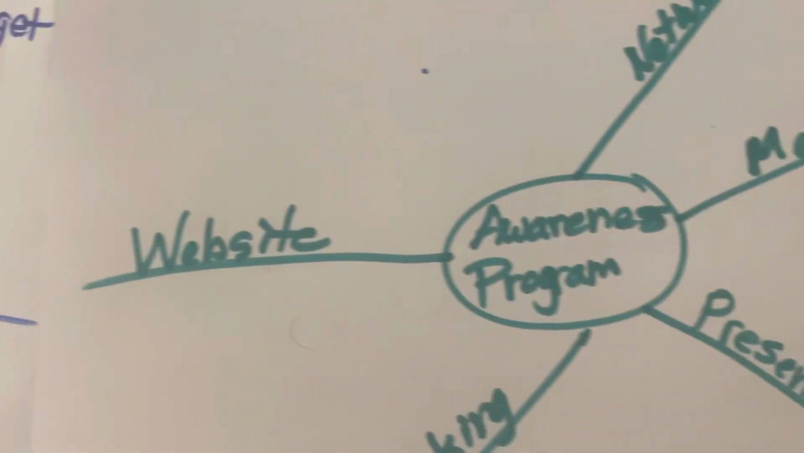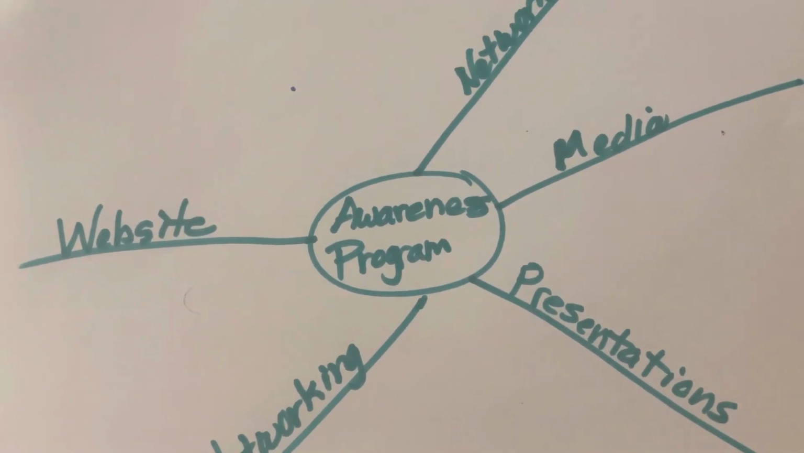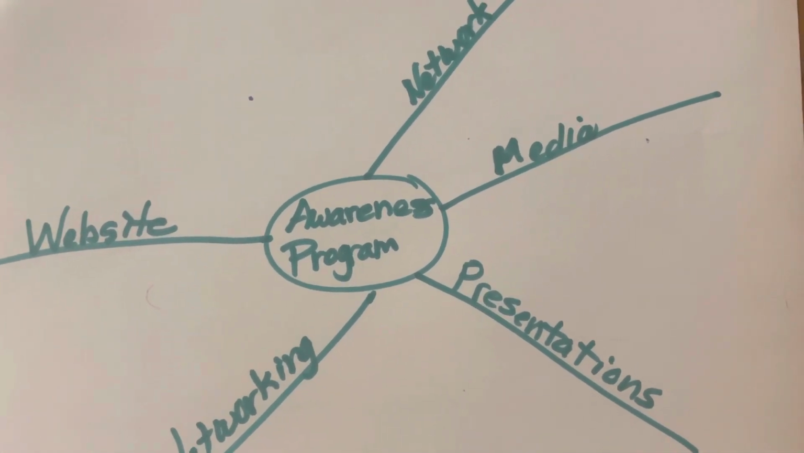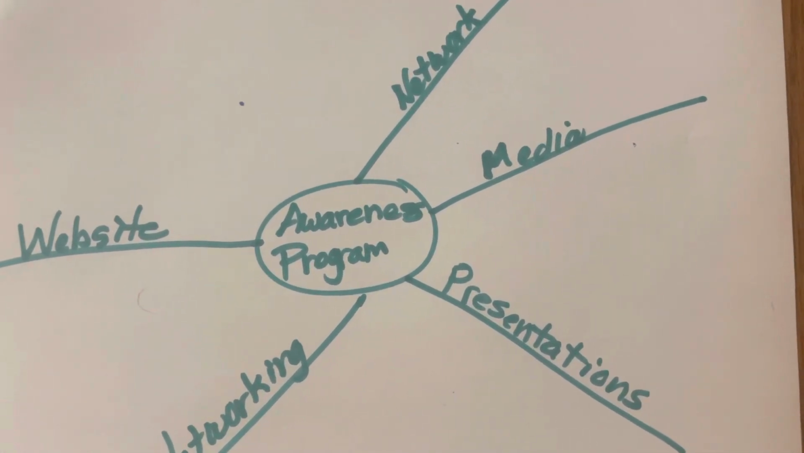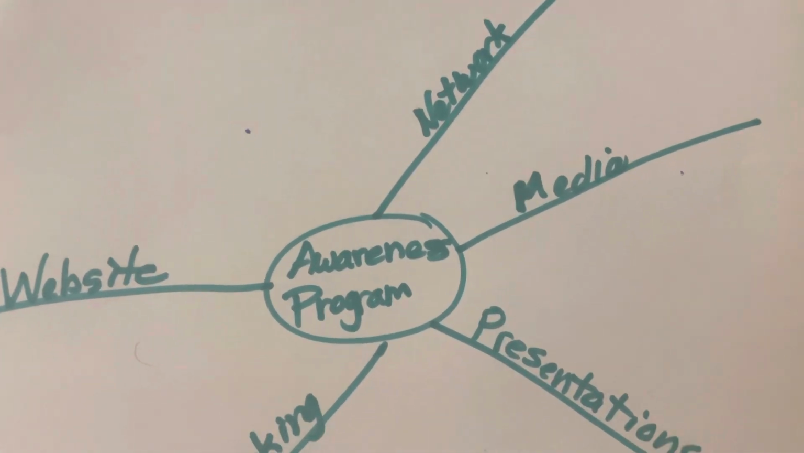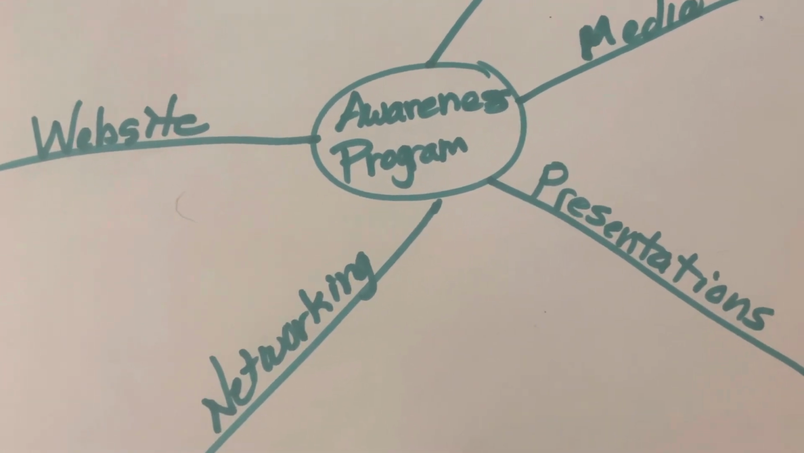So let's step over here to an awareness program. A lot of people are trying to make sure that they are better known in the marketplace. So here's just the basic branches, and I got a little carried away and put networking twice. So there's networking, there's media, there's presentations. Again, I wrote networking twice, and website.